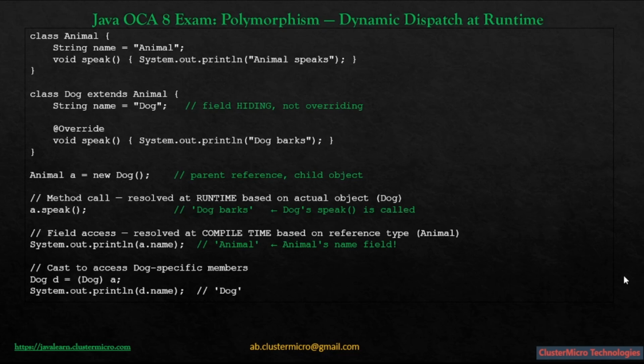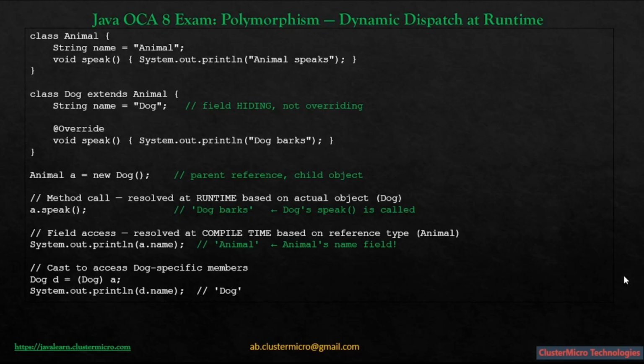So this is dynamic dispatch. The decision of which method to run is made at runtime based on the actual object, not the reference type. Even though a is declared as Animal, the Dog's speak wins because the actual object is a Dog.